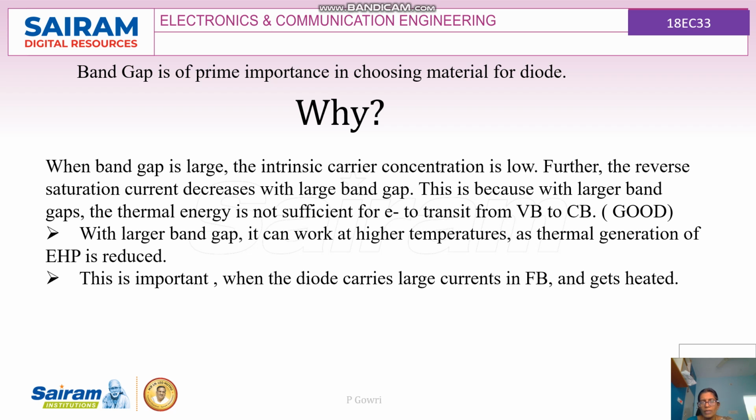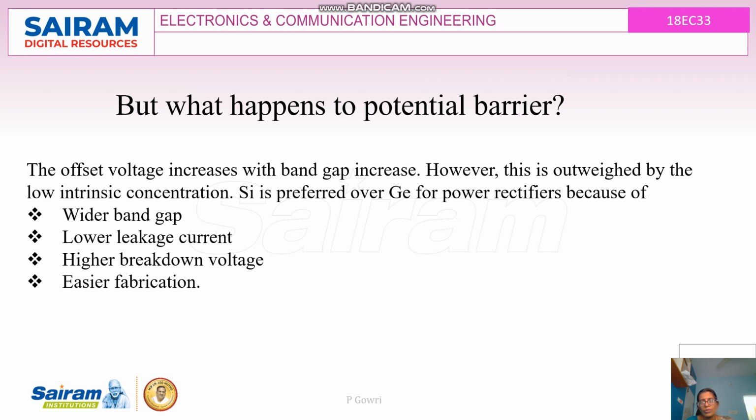So when the band gap is large, my reverse current will be very low. Also, with a larger band gap, the device can work at higher temperatures as thermal generation of electron-hole pairs is reduced. So for a diode, if I choose a larger band gap, two things happen: fewer thermal carriers are generated, and the movement of thermal carriers is also reduced. But what happens to the potential barrier? A larger band gap increases the forward voltage also, but this is outweighed by the low intrinsic concentration. Also, a silicon diode is preferred over germanium for high power rectifier circuits because of its wider band gap, lower leakage current, higher breakdown voltage, and because it is easier to fabricate.